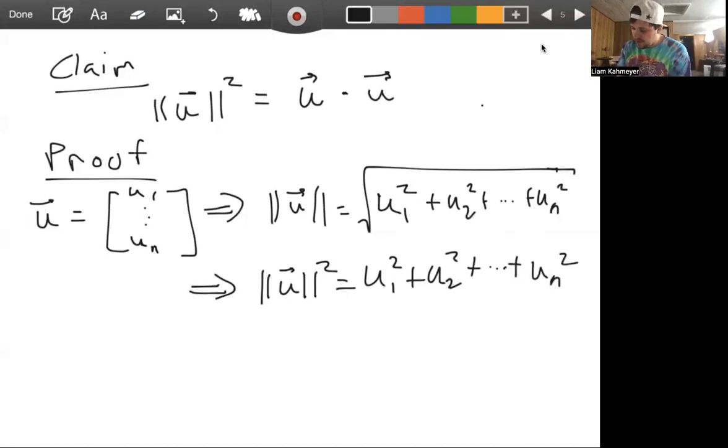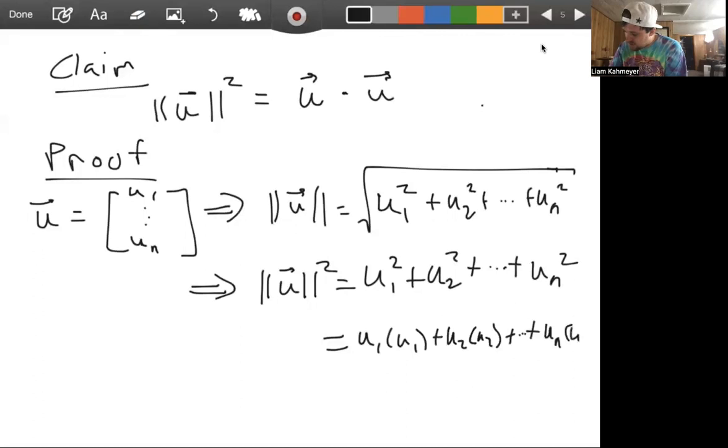But if we want to be a little more specific about what the square of a number means, it means u1 times u1 plus u2 times u2 plus etc., plus un times un. But by definition of the dot product, that's u dot u. So QED, right? And so this would be an example of proving one of these relations here, right?